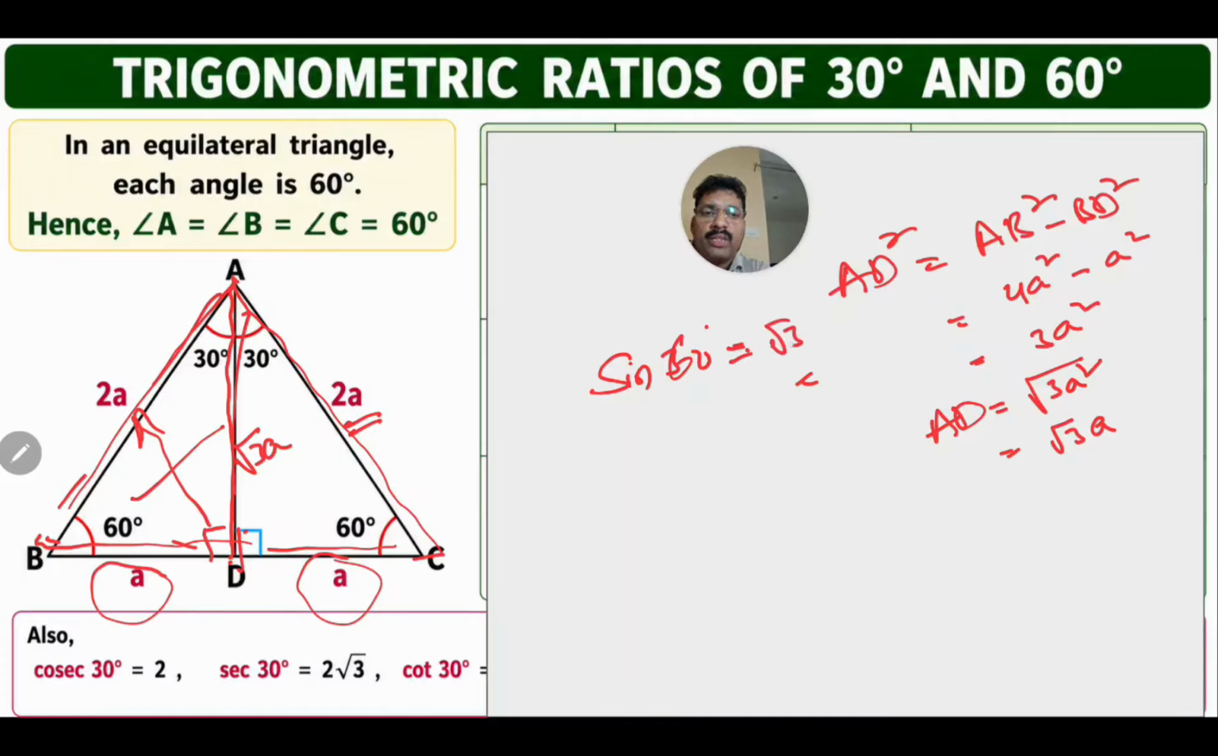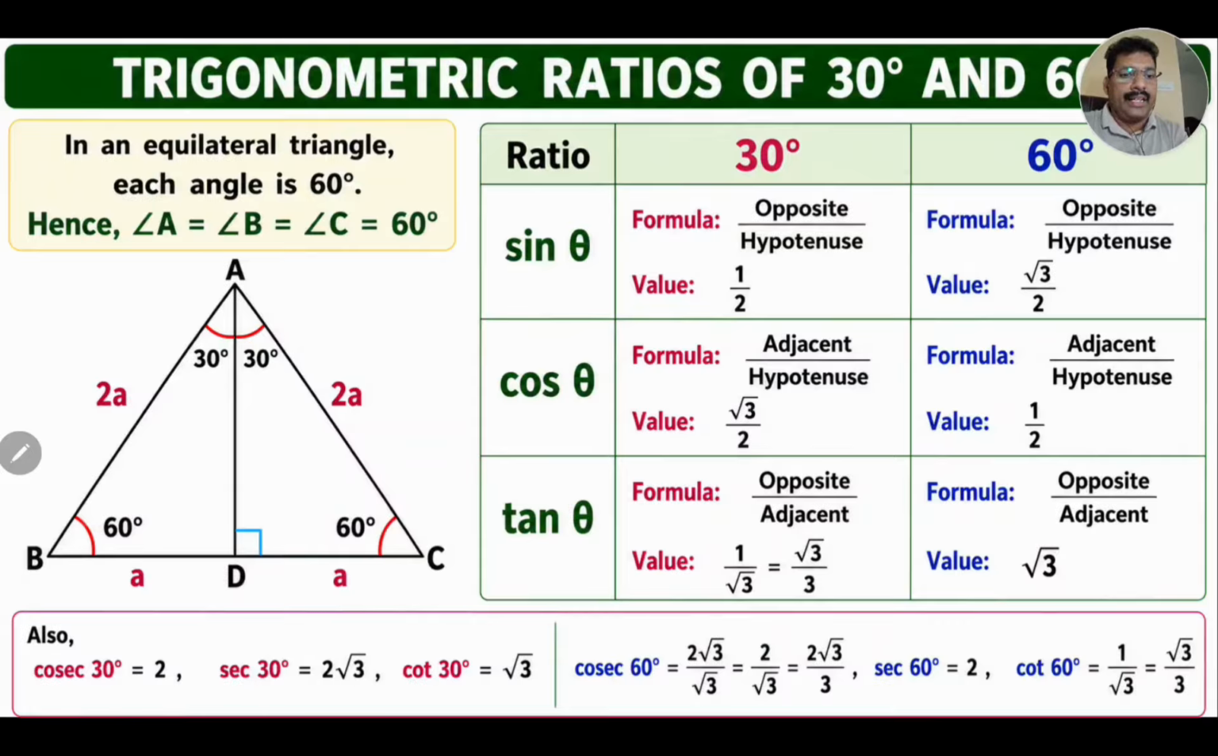See, sin theta is equal to opposite side by hypotenuse, its value is 1 by 2. Similarly, cos theta, tan theta for 30 degrees and 60 degrees, these values. If you know these three trigonometric ratios, we can find its reciprocals. Already we know the formulas.